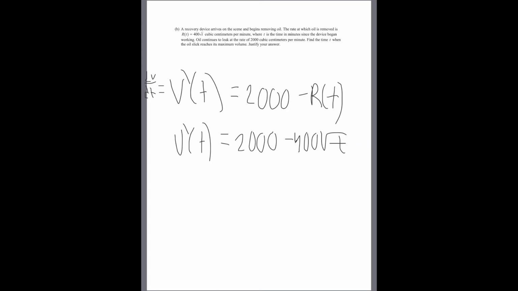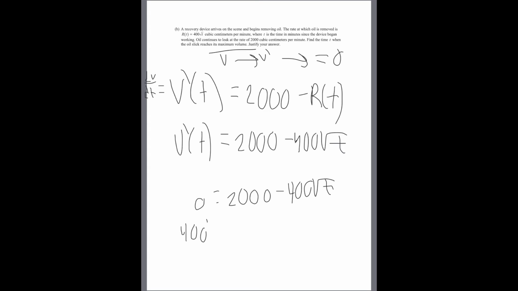I'm plugging it in. And then remember, to find the max, we have V, we take the derivative, we set it equal to 0. So now we have the derivative already. All we have to do is set it equal to 0. 2000 equals 400 radical t. So then I move this over here. You divide by 400 on both sides. You're left with radical t is equal to 5. And in order to get the t, you just square. So t is equal to 25. And if you want to be more specific, minutes.